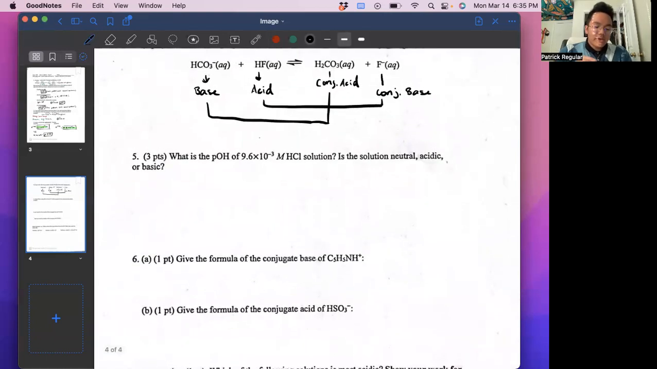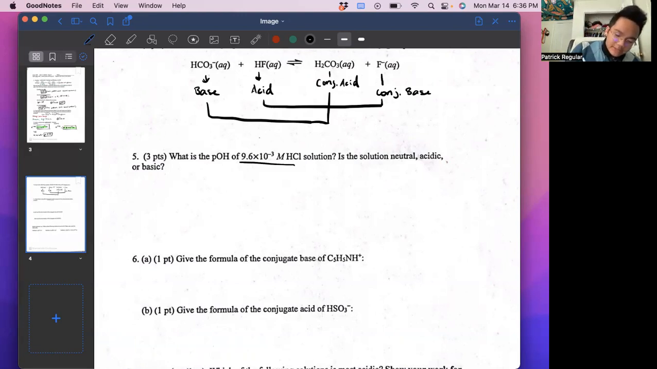So what is the pOH of a 9.6 times 10 to the negative 3 molarity of HCl? Is the solution neutral, acidic, or basic? Well, we can already see, HCl is a relatively big concentration acid-wise, and HCl is an acid, so I'm going to guess it's acidic. Let's go ahead and try to solve it. So the pOH, if we're given HCl, we can find the pH and then subtract from 14. I think that's the easiest way we can approach this.